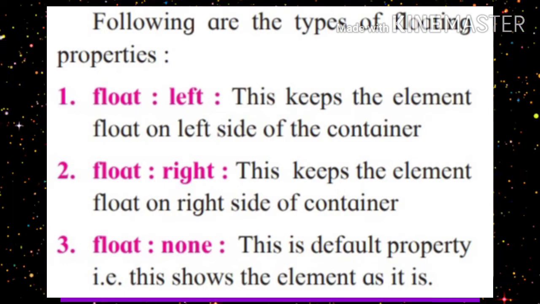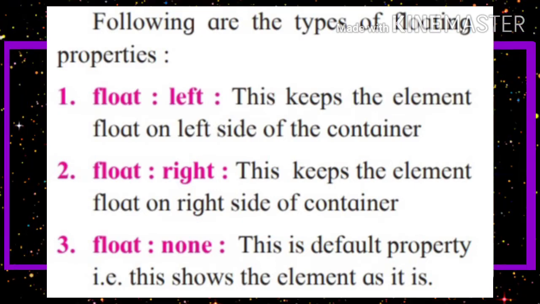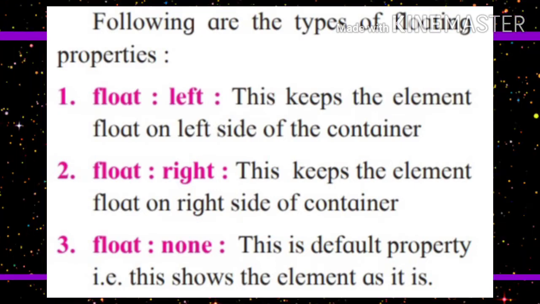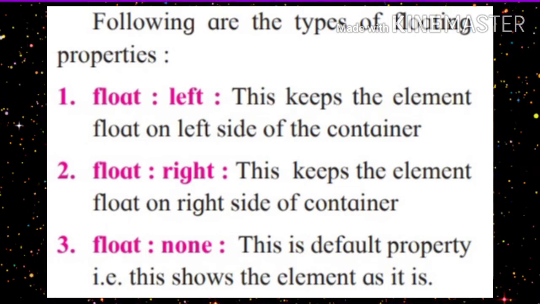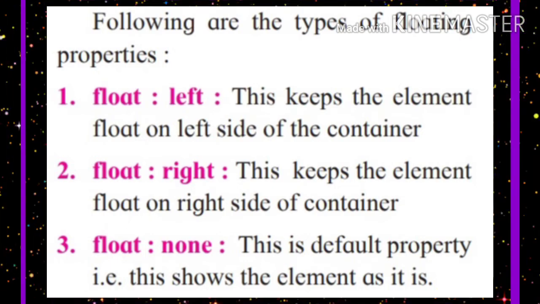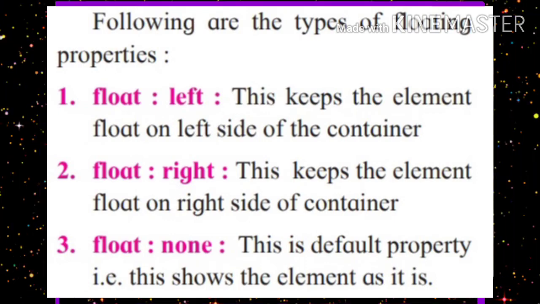First, float left keeps the element floating on the left side of the container. Second, float right keeps the element floating on the right side of the container. And third, float none is the default property. That is, this shows the element as it is.